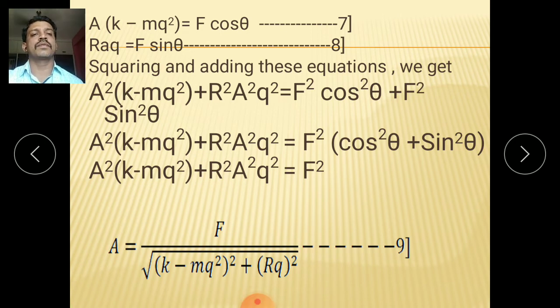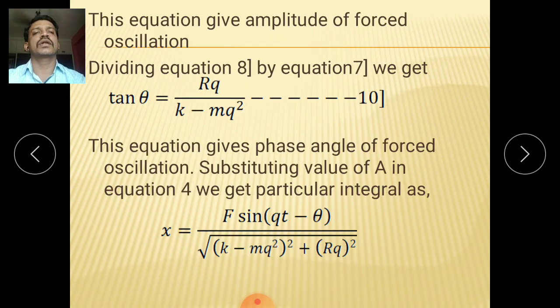One thing is remaining that is not shown here. First we take a square common from both sides. If we take a square common, in the square bracket, m k minus m square q square plus r square q square term will remain, and therefore we get the equation like this, equation number 9. This equation gives the amplitude of forced oscillation.